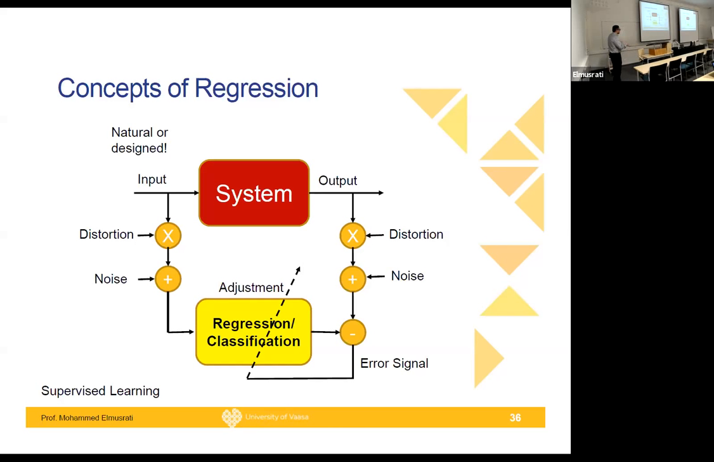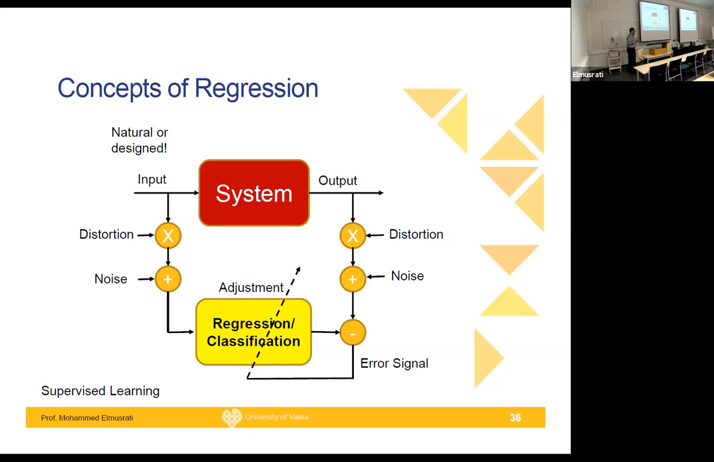Now, we try to build a model. It is called regression or classification. We will explain the difference between regression and classification later. And now, if we subtract the output of the model from the output of the system, we have an error signal. And we try to adjust the model in order to minimize the error. We would like the output of this model to be as close as possible to the output of the system itself.